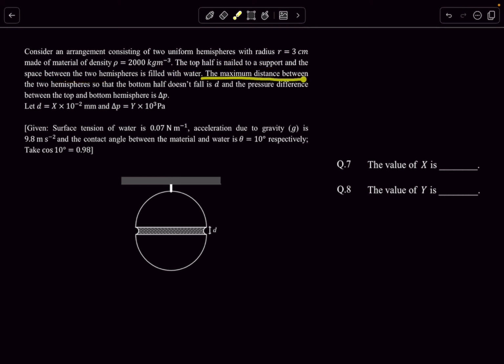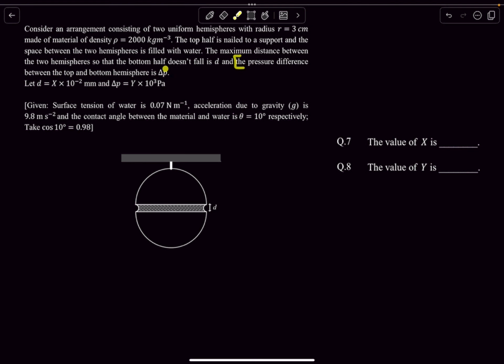The maximum distance between the two hemispheres so that the bottom half doesn't fall is D, and the pressure difference between the top and the bottom hemisphere is delta P. So we'll discuss what they were trying to say with this line a bit later. So we have to figure out D and delta P.